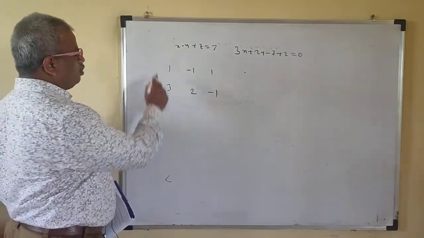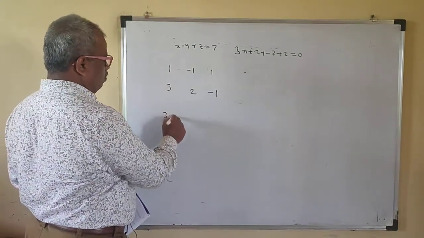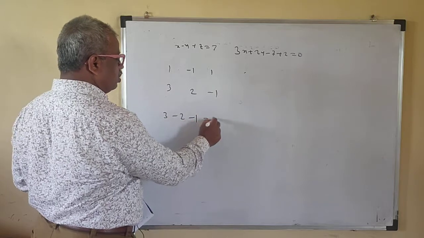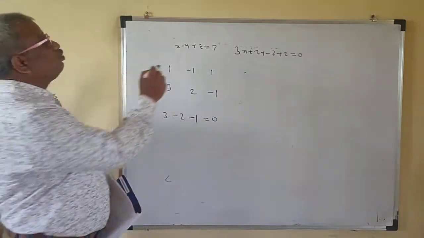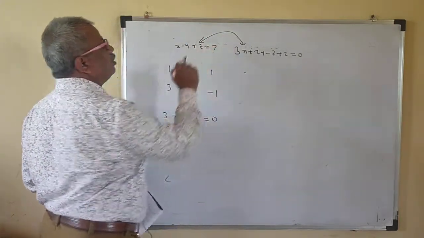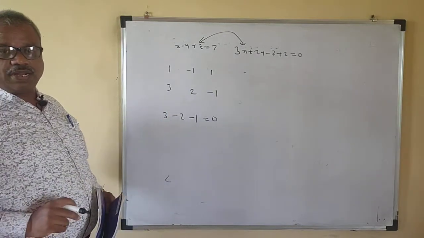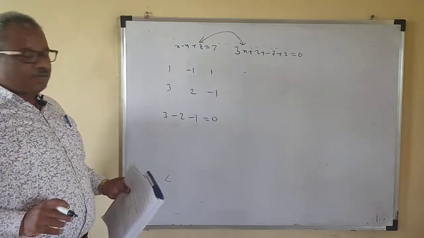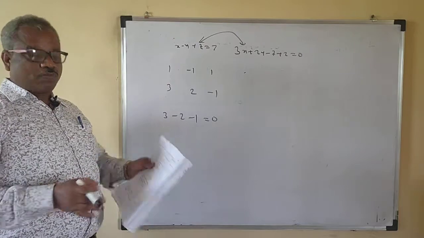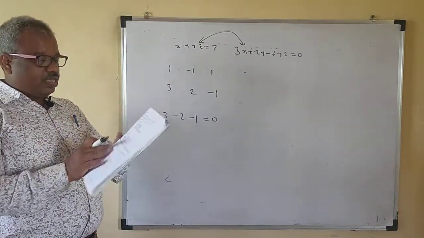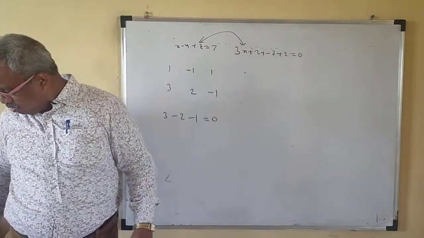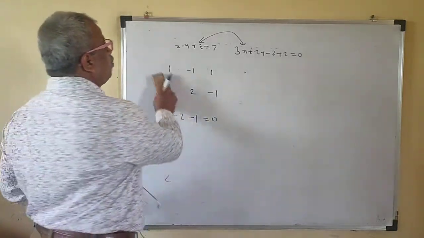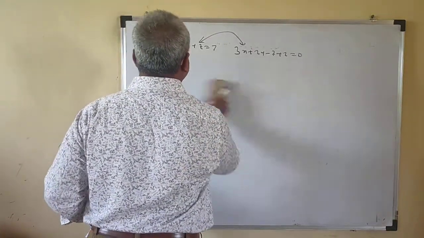So just do the product. This is 3 minus 2, so minus 1, this is 0. That means these two planes are perpendicular. These two planes are perpendicular, so that means their normals are also perpendicular.